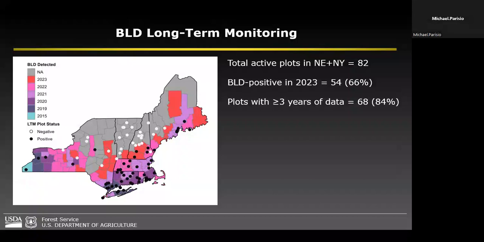We remeasure these annually. Last year, 54 of those plots, or about 66%, were positive for beech leaf disease. And we're now at a point where we actually have over 3 years of data in 68 of our plots. So this is great. What I'm going to share with you today is some of the trends that we're seeing over this 3-year period.